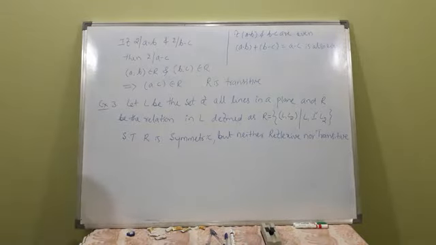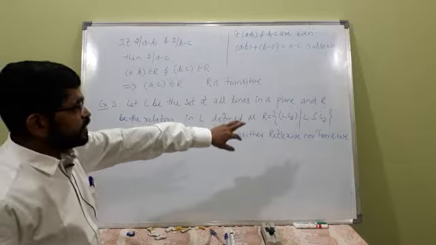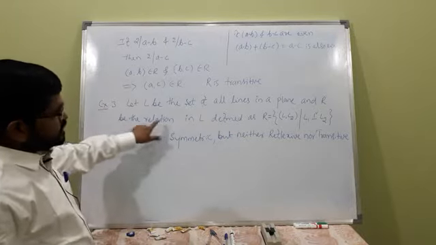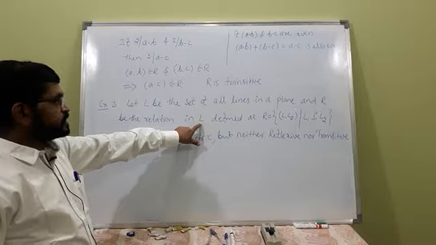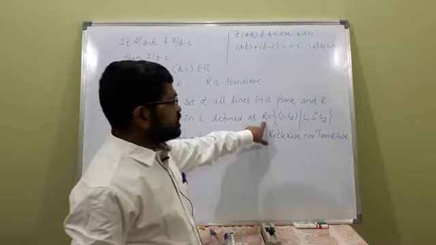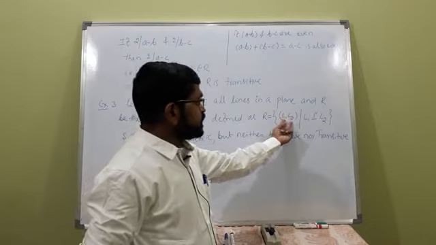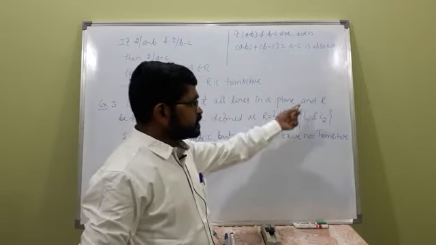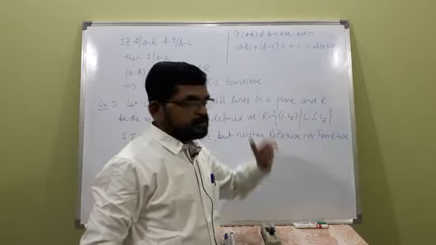Consider another example. Let L be the set of all lines in a two-dimensional plane, and R be the relation in L defined as R = {(L1, L2)} such that L1 is perpendicular to L2. The set of all lines which are perpendicular to each other. Then show that R is symmetric but neither reflexive nor transitive.